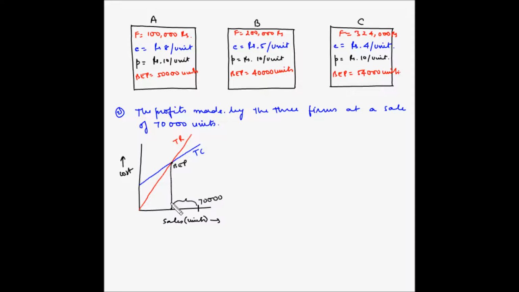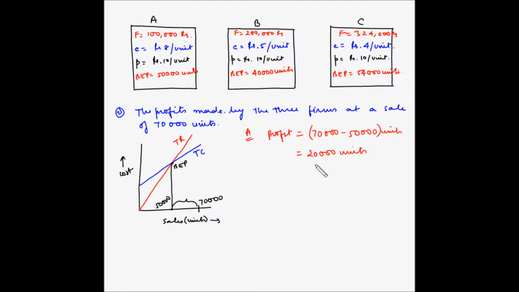And in case of firm A, the break-even point is 50,000 units. So let's find out the profits for each of the firms. So for A, profit is equal to 70,000 minus 50,000 units. This is equal to 20,000 units.